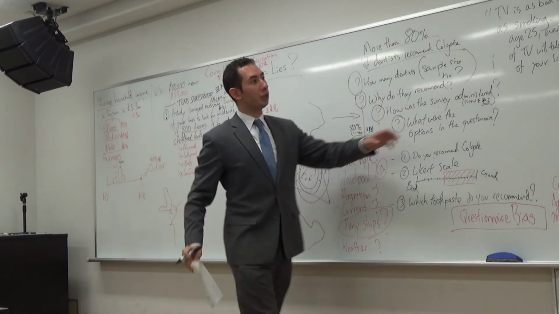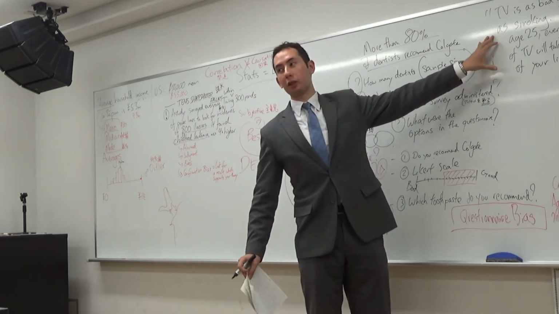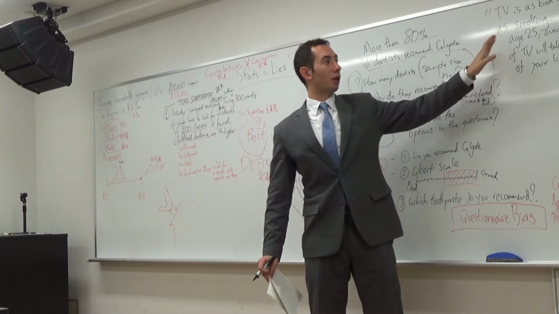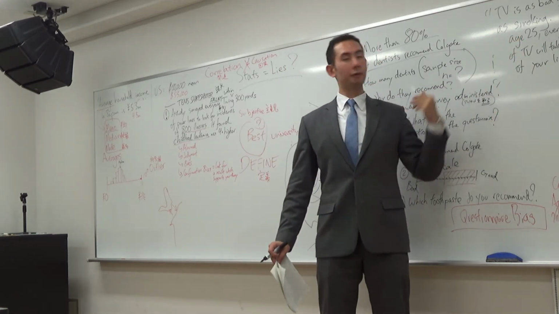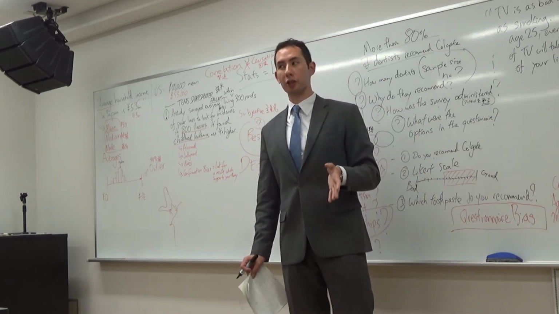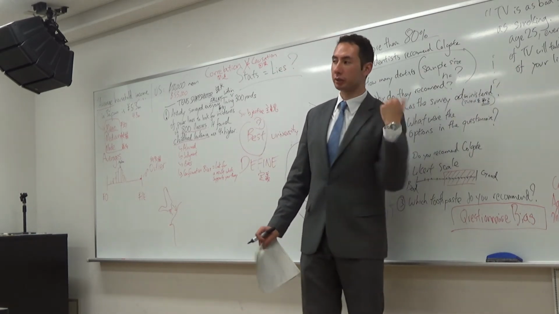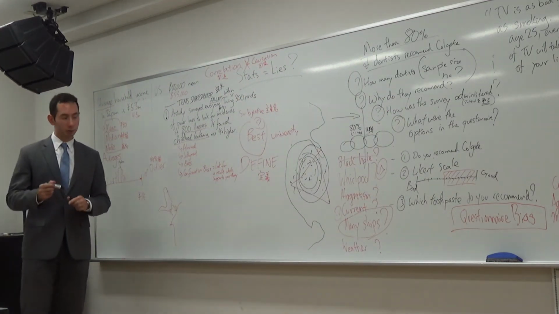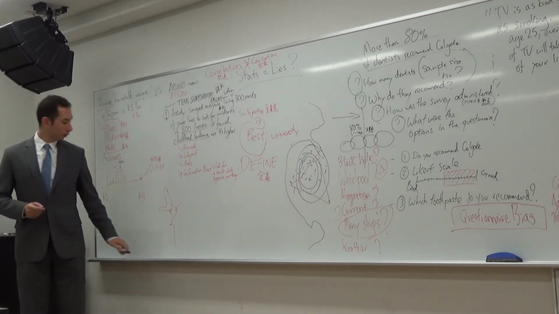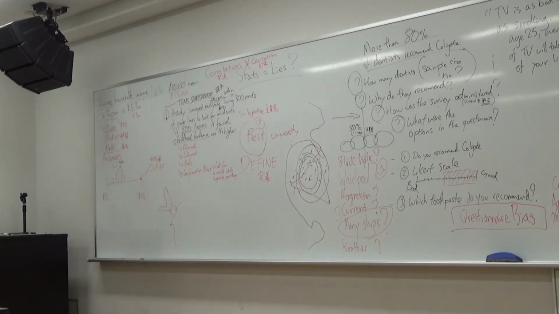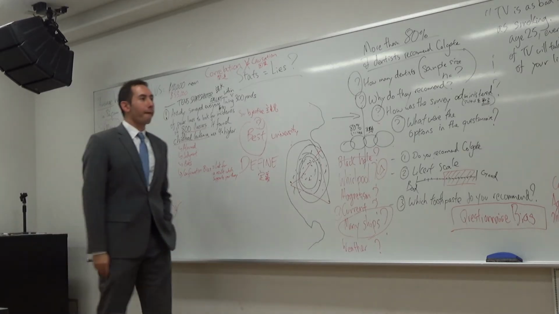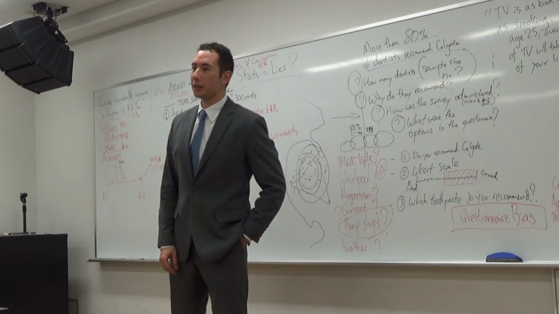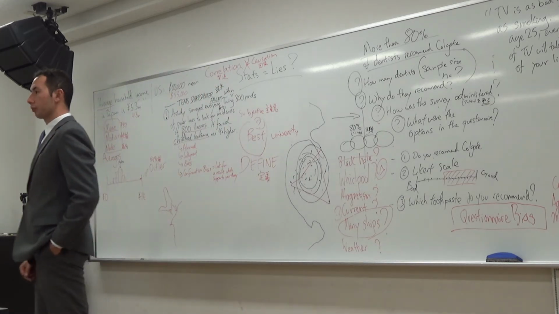So here I wrote, TV is as bad for you as smoking. Television. After age 25, every half an hour that you spend watching TV will take 11 minutes off your life. What is the problem with this statement? Sorry, my handwriting is not good. What is the problem here, Masako-san?